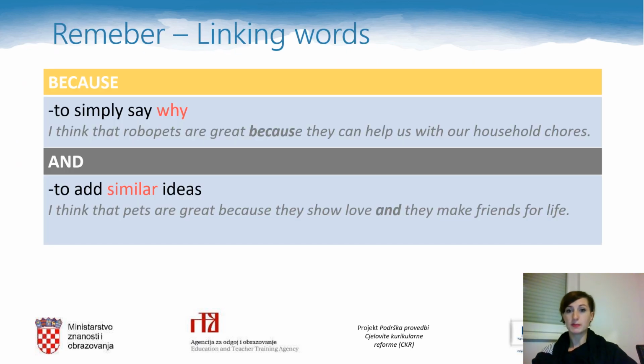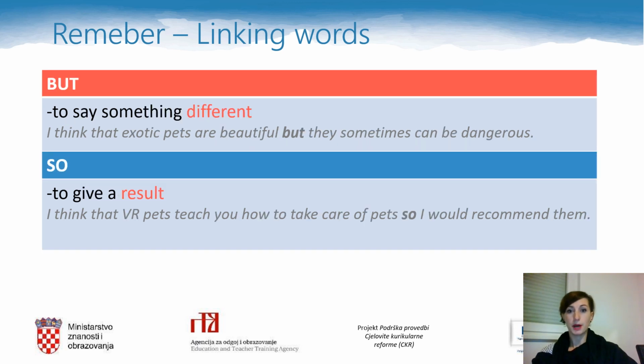Your whys can be explained with the help of these magic words called linking words, because, but, and so. We use because to simply explain why. For example, in this sentence, I think that robopets are great because they can help us with our household chores. We use and to add similar ideas. For example, in this sentence, I think that pets are great because they show love and they make friends for life.